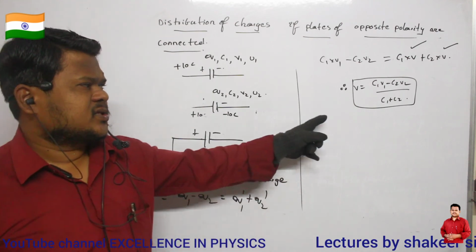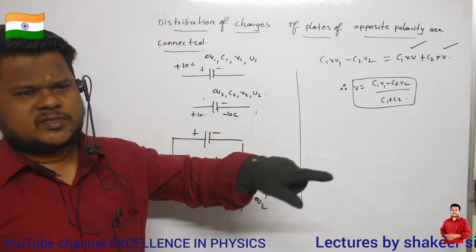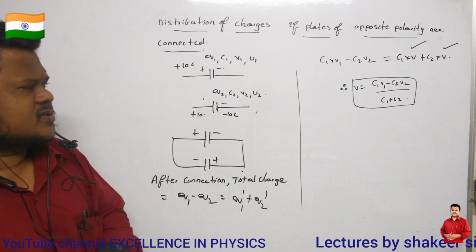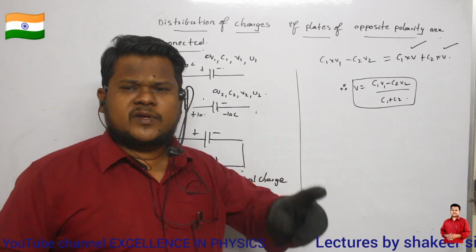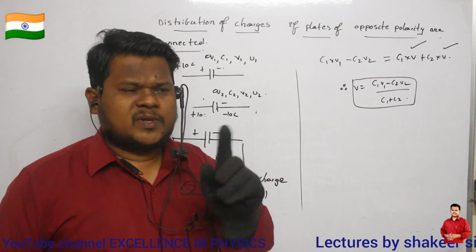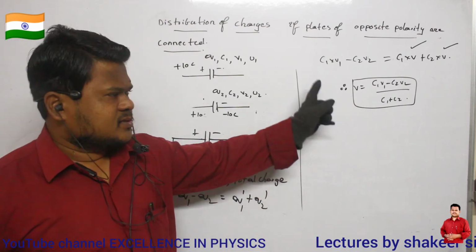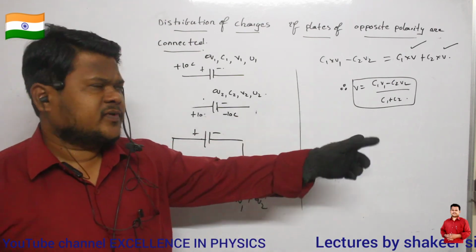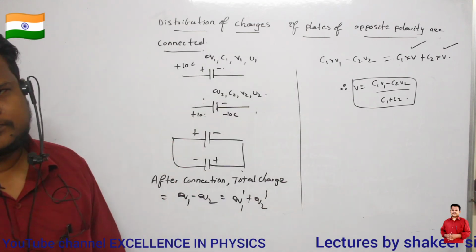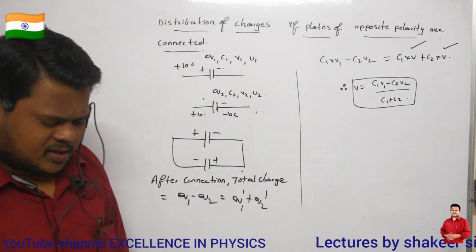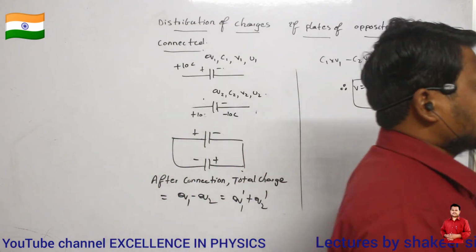Previously, when both the capacitors were connected positive plate to positive plate, what was the common potential? (C1V1 + C2V2) divided by (C1 + C2). But here, what did I get? (C1V1 - C2V2) divided by (C1 + C2). Okay? That's all. And here the loss of energy remains to be the same.